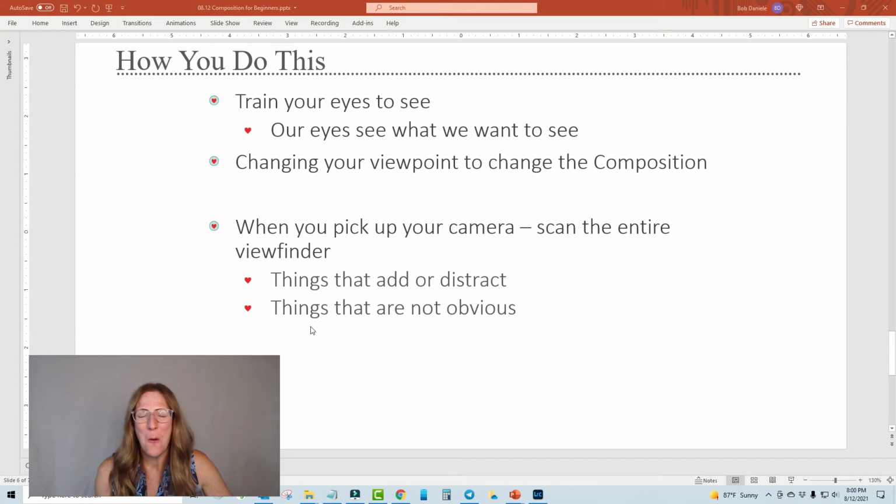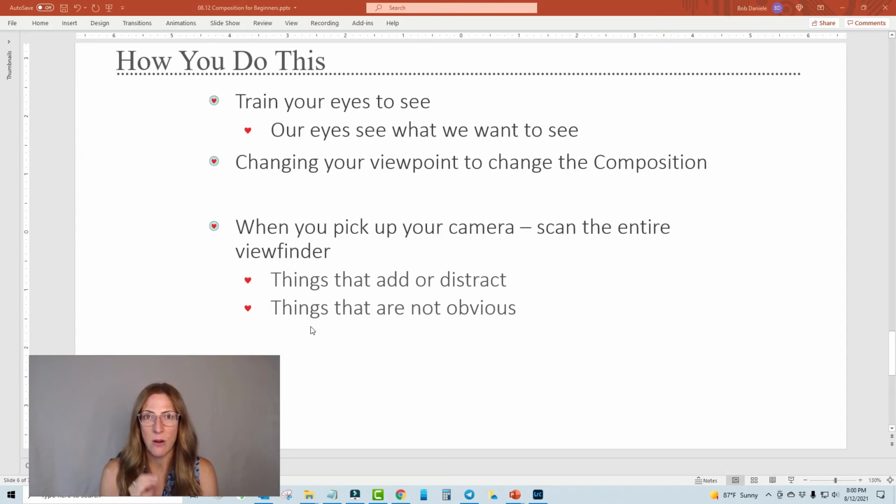One more idea on how to do this. Train your eyes to see and slow down and think about or view what it is you're seeing. And so I do this a lot without a camera in my hand. If I'm driving or taking a walk, I will take mental pictures because I can see the image. And it sounds funny, but it's true. You start to see, ooh, that would be a good picture, or that would be a good picture.